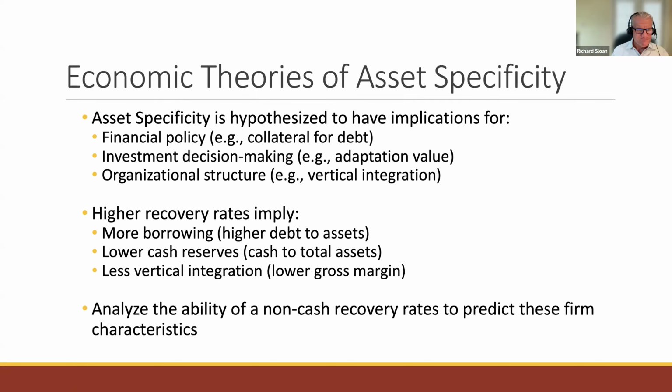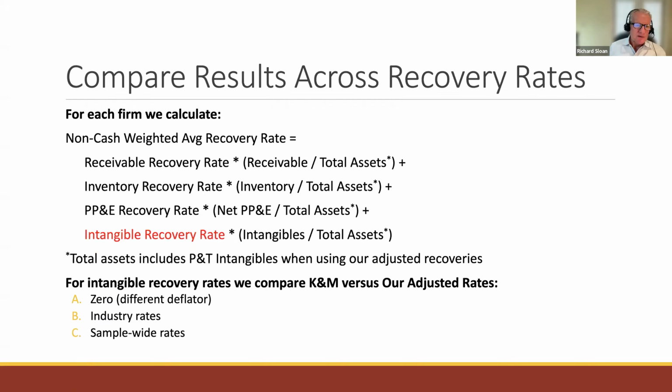And what we're going to do is estimate the non-cash recovery rates for the firm using the old Kamani and Ma rates versus our rates, and see if we get stronger support using our cleaner rates. So everyone gets the idea here? We're going to go again to all firms on Compustat, take the rates we computed from the bankruptcy sample, and toggle the intangible recovery rate that we use and also the deflator that we use. So we're going to use their rates versus our rates.